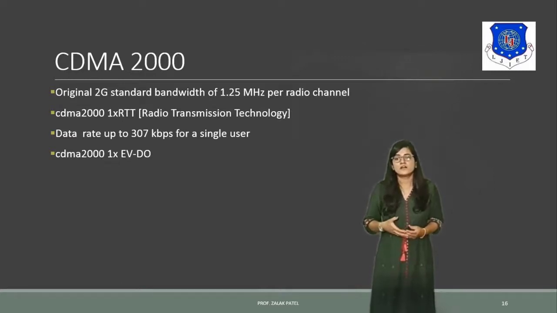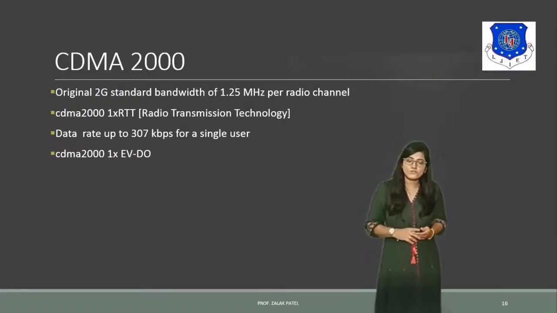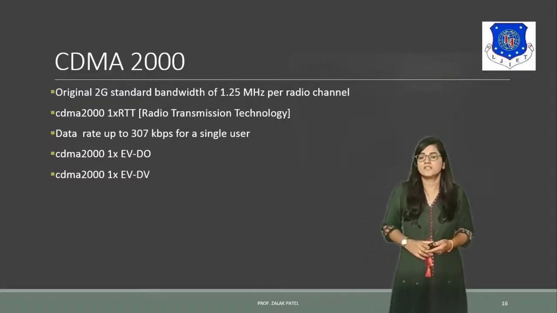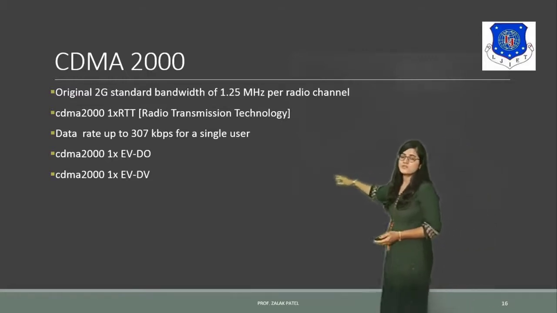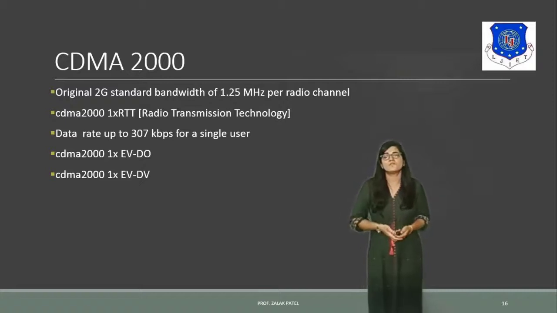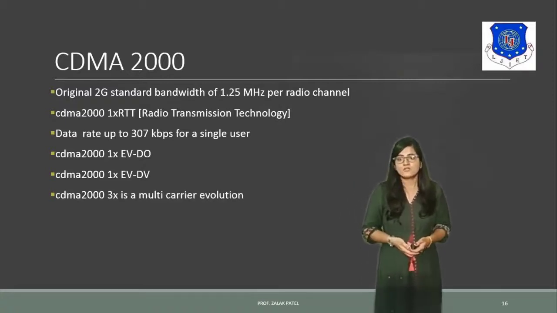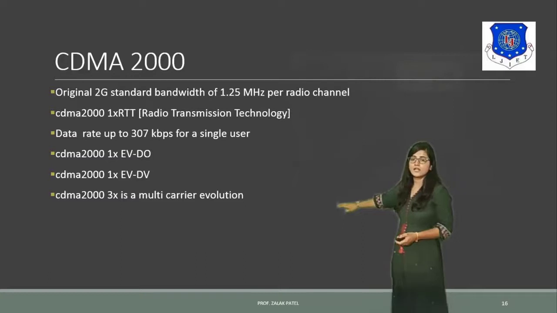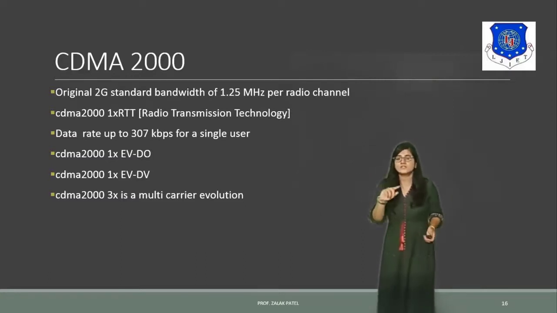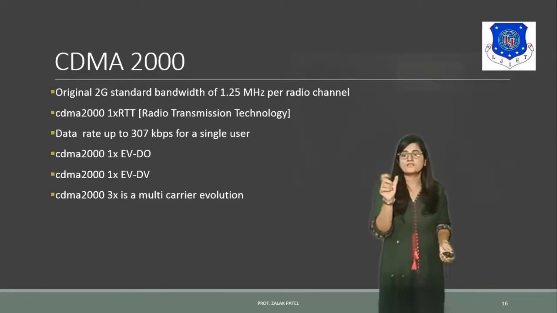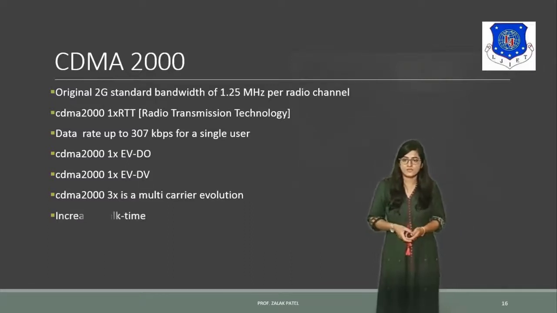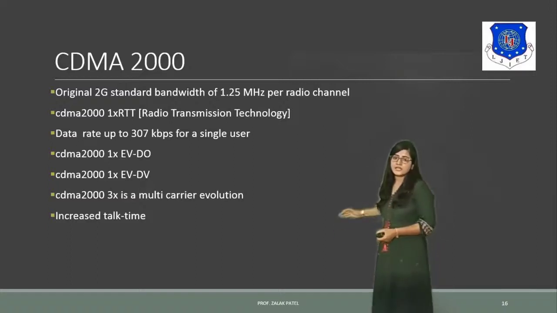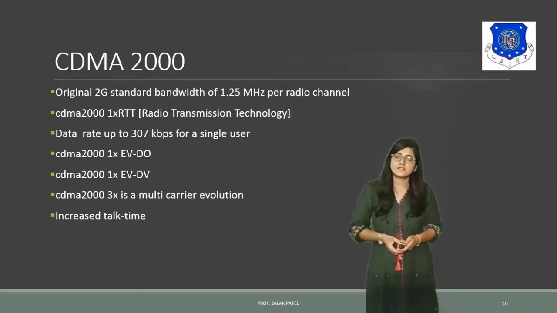It will offer the EVDO and EVDV standards. EVDO means evolution for data only, and EVDV means evolution for data and voice. So these are the two standards for CDMA 2000, 1x EVDO and 1x EVDV. For CDMA 2000, as written here, 3x multi-carrier evolution means 3 times 1.25 MHz of channel is mainly used for it. It has increased talk time, that is CDMA.